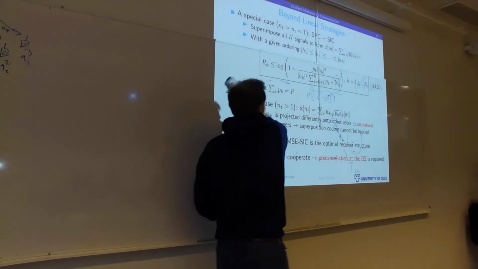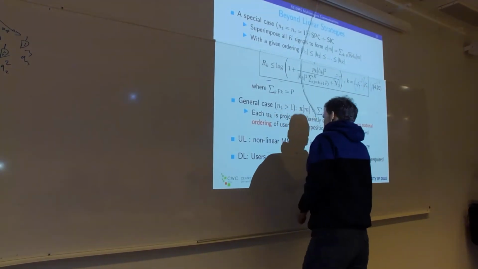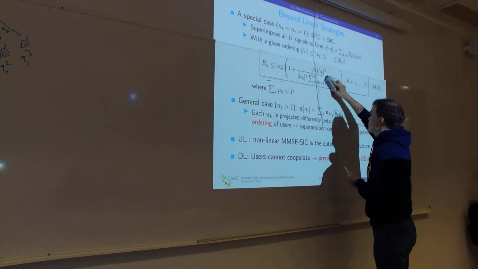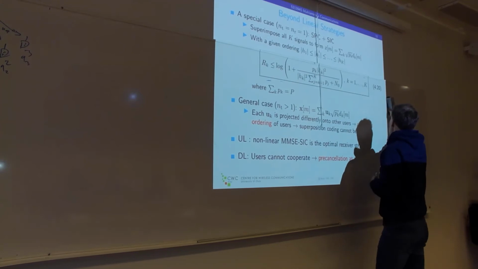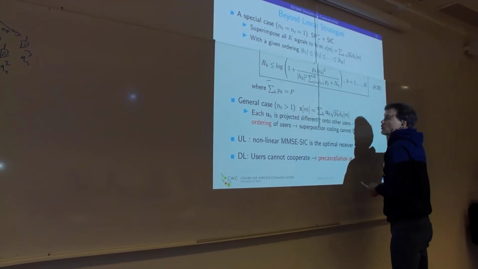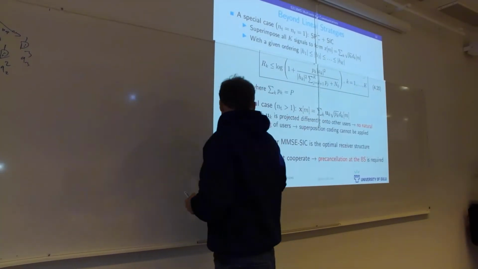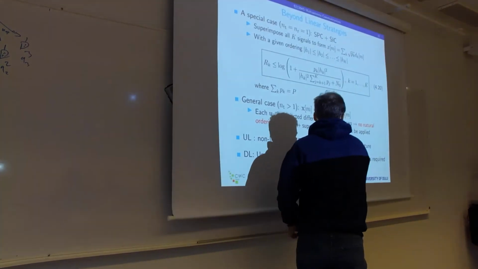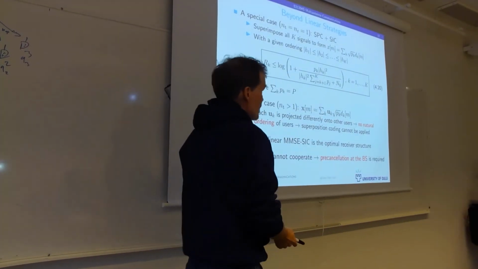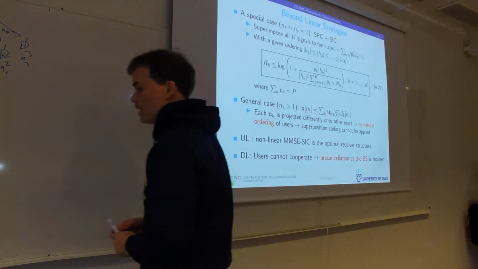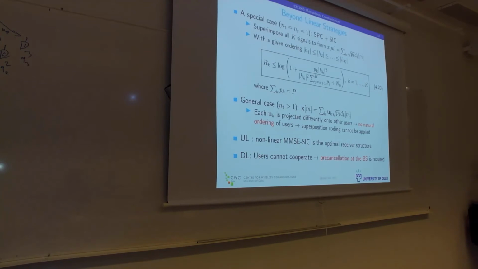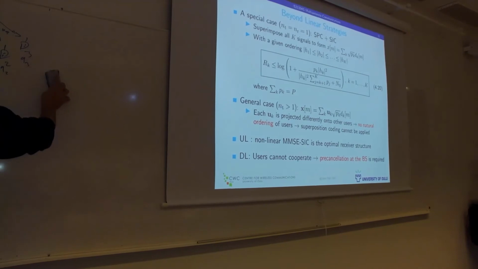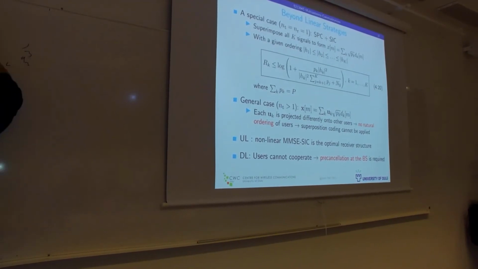So in uplink we have the linear receiver which we covered here, but then we have the non-linear approach. So what about the downlink? What would be the equivalent strategy? We already covered in wireless communication 2 the case when we have a single antenna transmitter. Let's draw this.